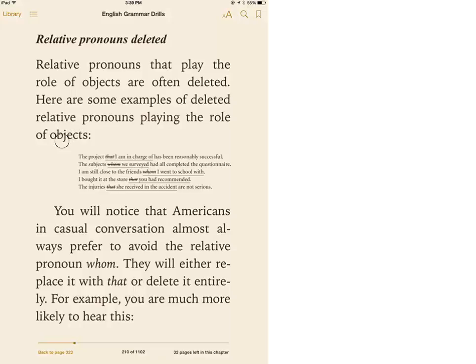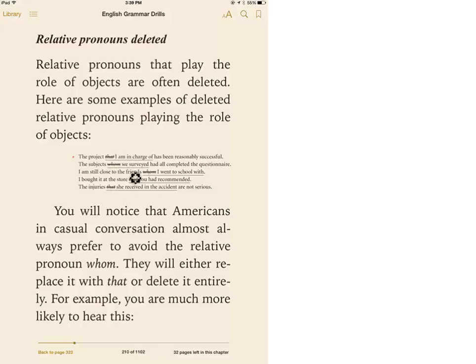Okay, so a couple of examples. You're going to have to look at the little print here. It says the project I am in charge of has been reasonably successful. You can see that should be there: the project that I am in charge of. It's an object though. It doesn't do the action, so they can delete it. The subjects whom we surveyed had all completed the questionnaire. Most people would not say that. They would say the subjects we surveyed had all completed the questionnaire. They are not doing the action, the action is done to them, so the relative pronoun usually disappears in conversation.